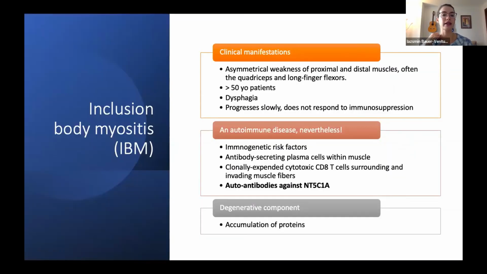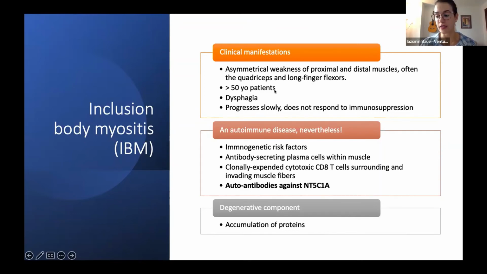Inclusion body myositis. Again, the odd kid in the family has a bunch of different manifestations, very different from the other ones that we discussed so far. These patients more commonly have an asymmetric presentation that evolves over many years, and it has that classic involvement, long finger flexors and quads, that we discussed.